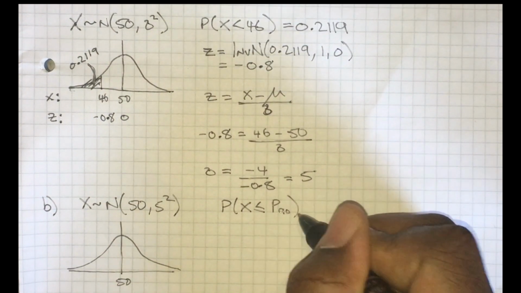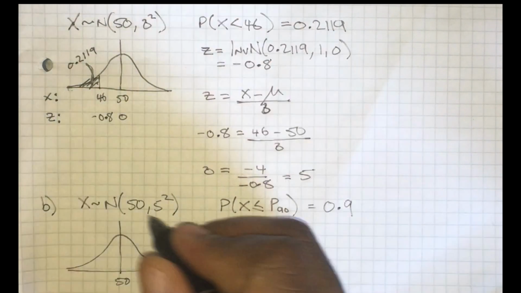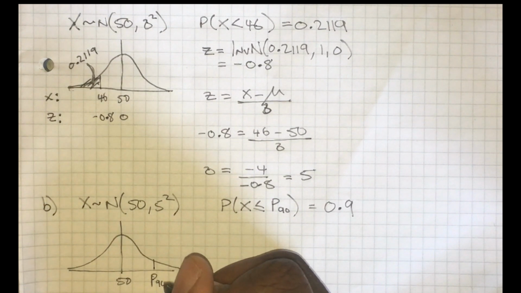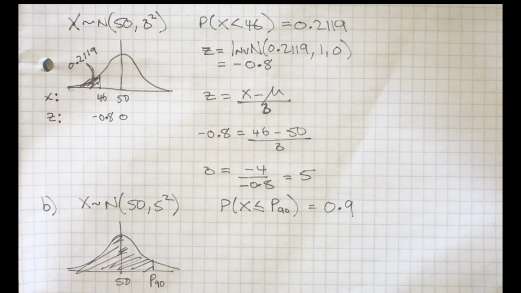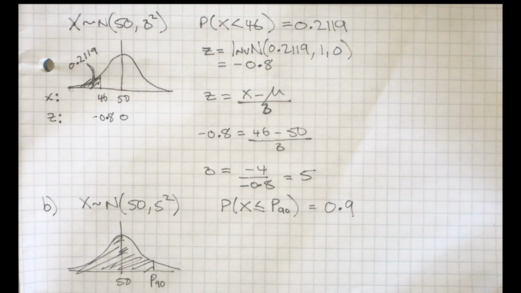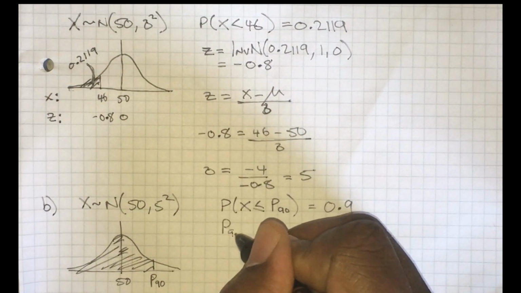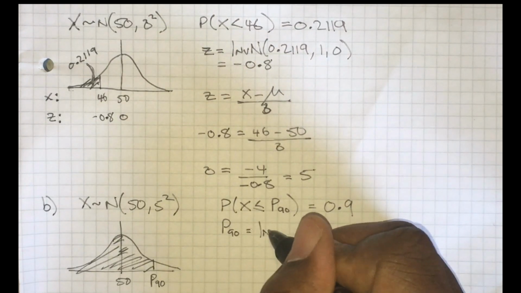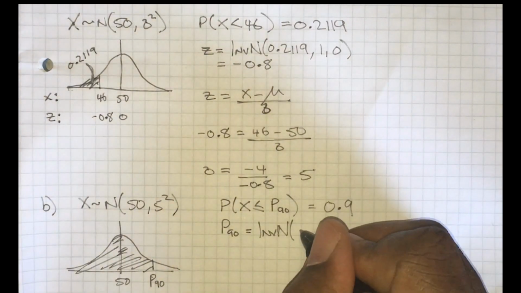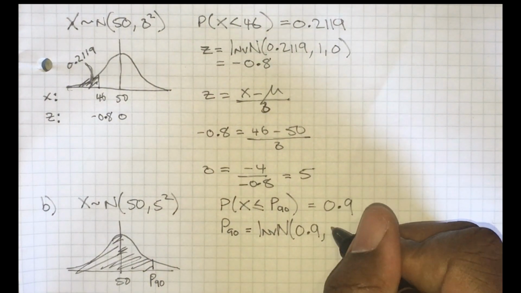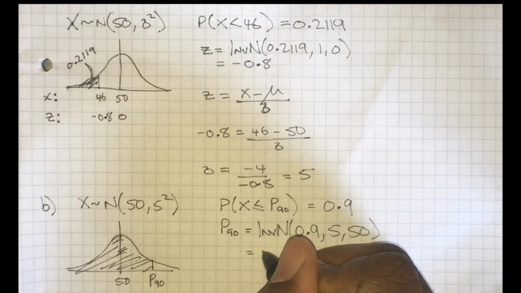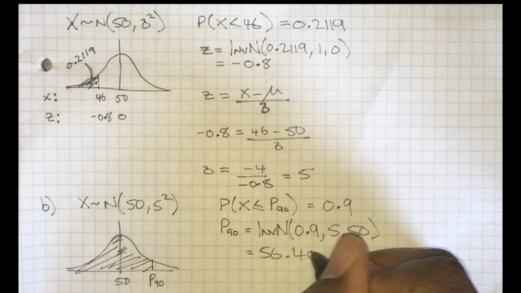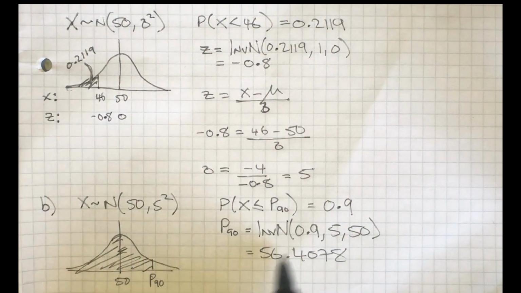So percentiles, if you remember the notation, was to use a p and then a subscript for the number. So p90 in this case, that's the value of 90% below it. So I'm going to go ahead and make use of the inverse function. So inverse 90%, that's on the left hand side, 5 for my standard deviation, 50 for the mean, punch it into the calculator, and that gives us 56.4078.